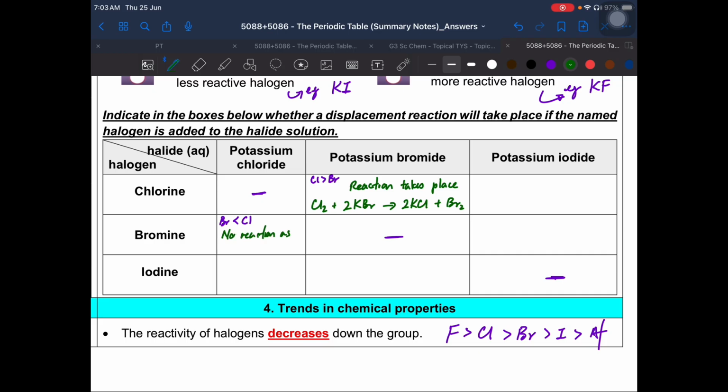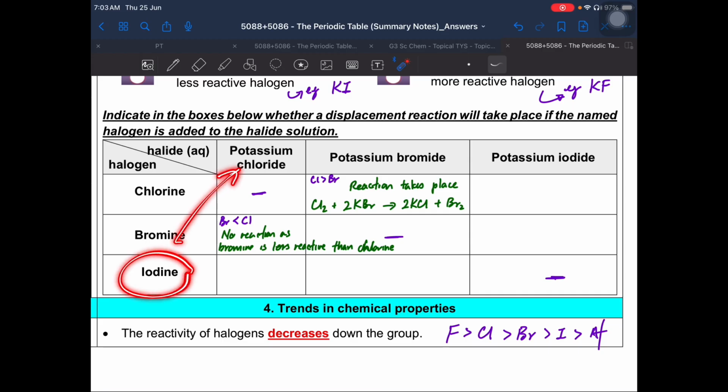because bromine is less reactive than chlorine. Sorry that I overspilled from the box, but try to write within the box itself. Right, so this is actually what happens over here. Okay, how about the next one?